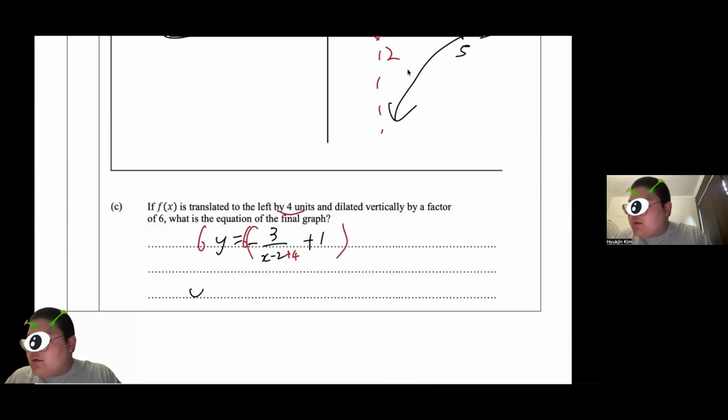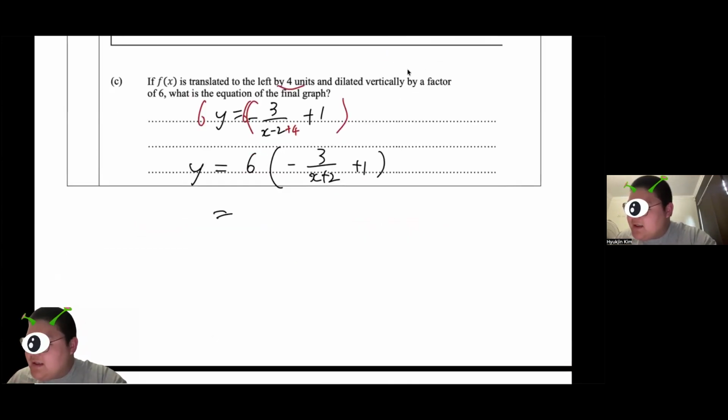Now, what does that mean? Y equals 6 times, that wasn't that funny, plus 1, which is the same as negative 18 over x plus 2, plus 6.